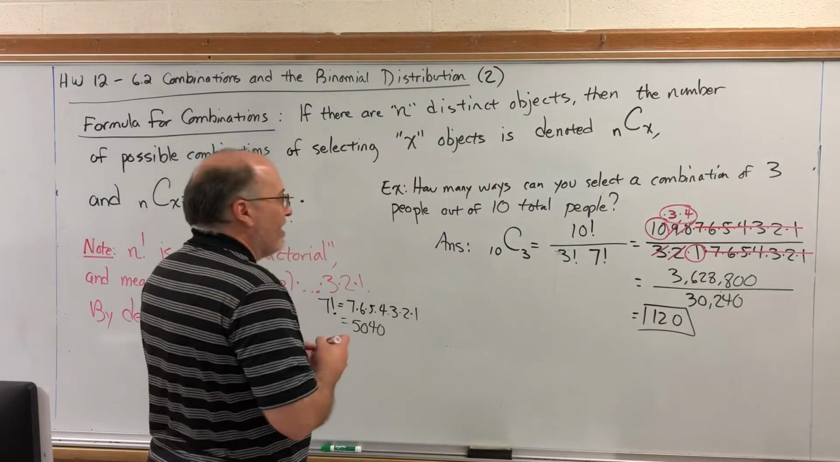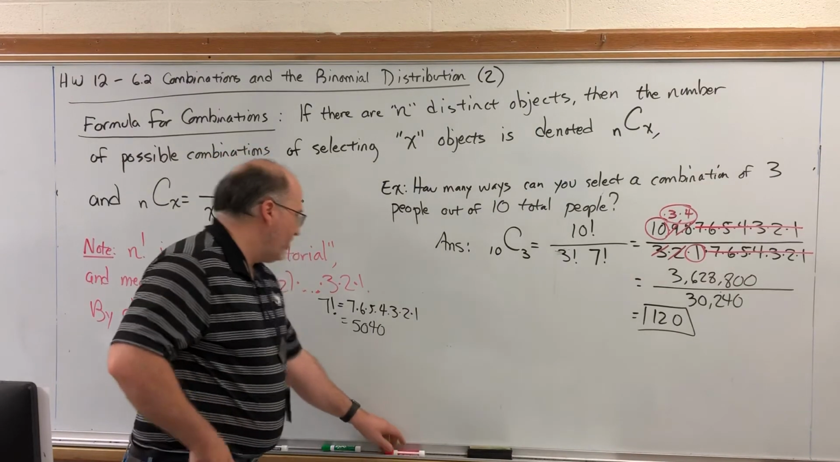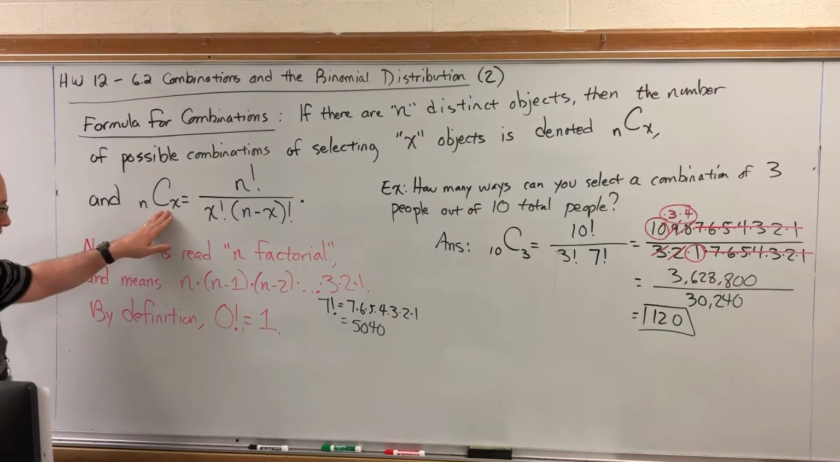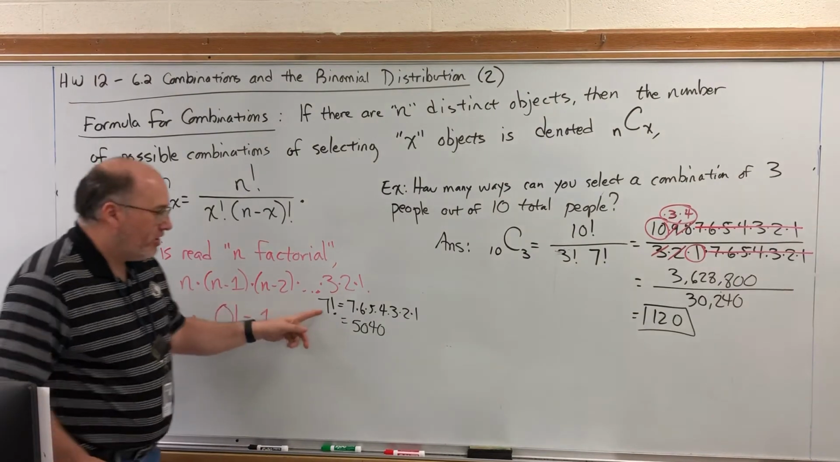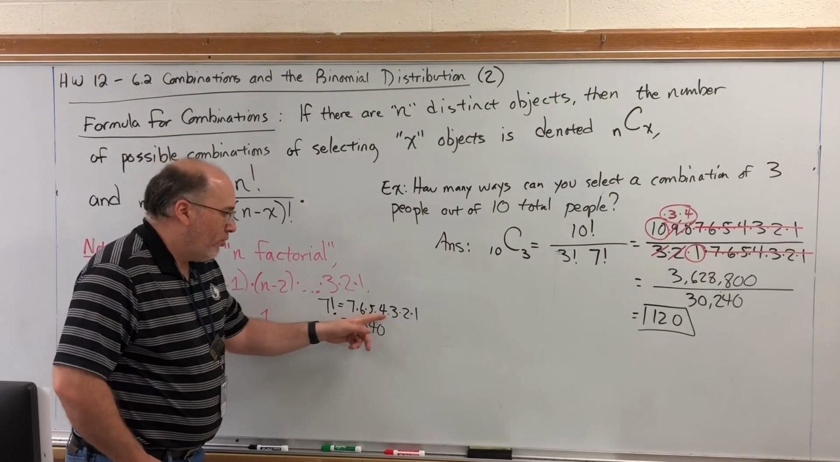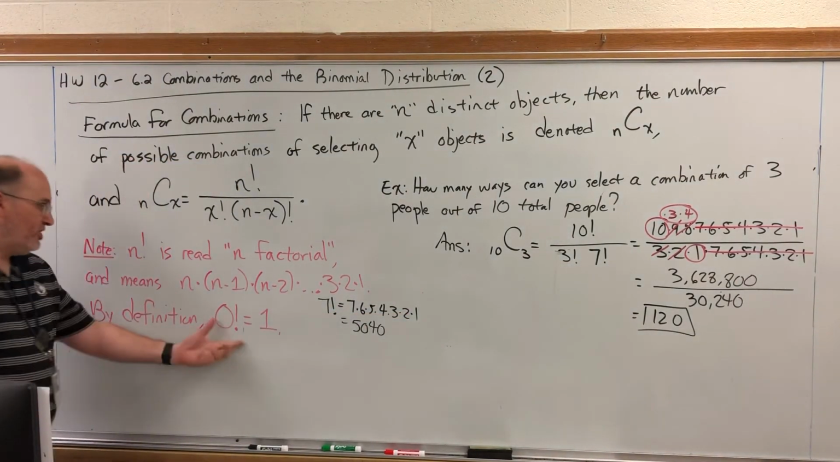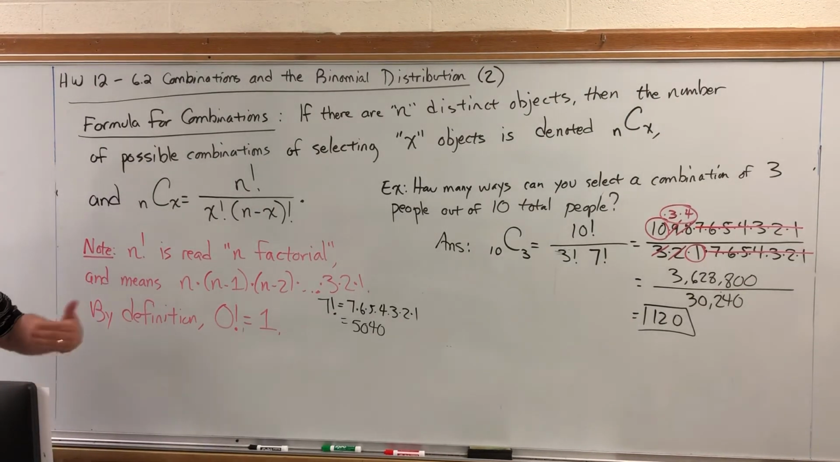So calculating the combination is actually pretty straightforward if you have this formula and you understand what a factorial means. Start with that number, multiply all the way down to 1. The only exception is 0 factorial, which by definition is equal to 1.